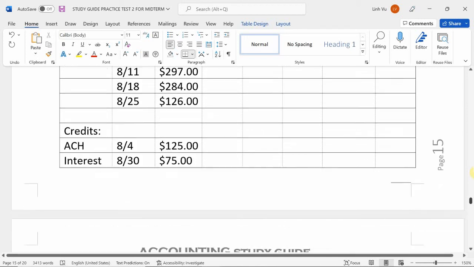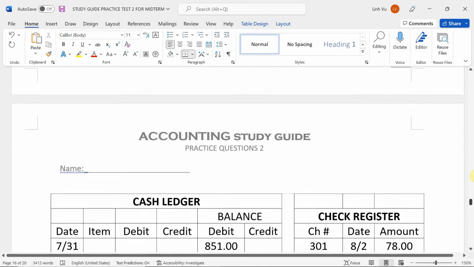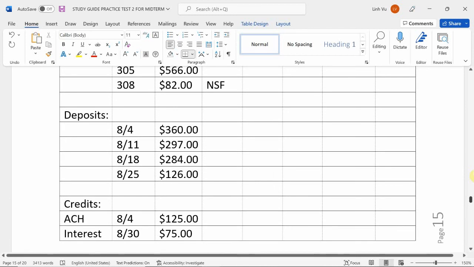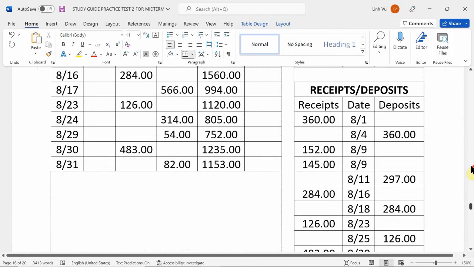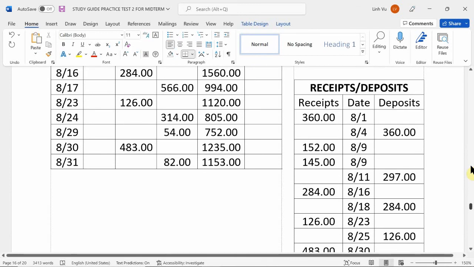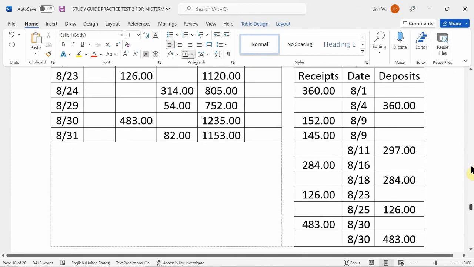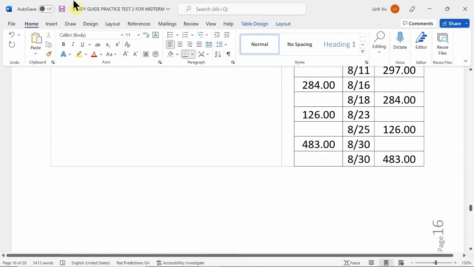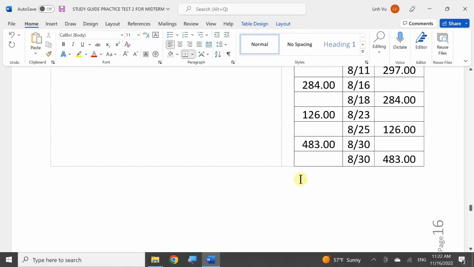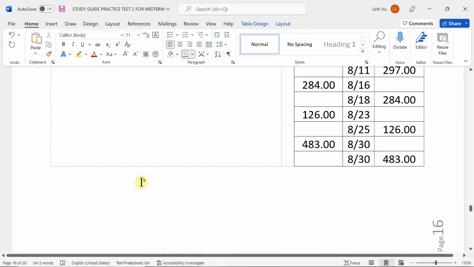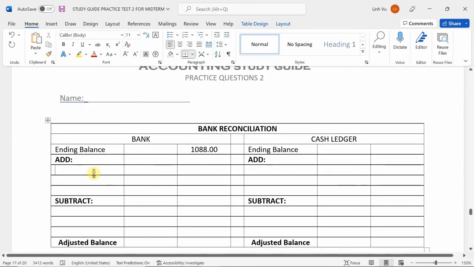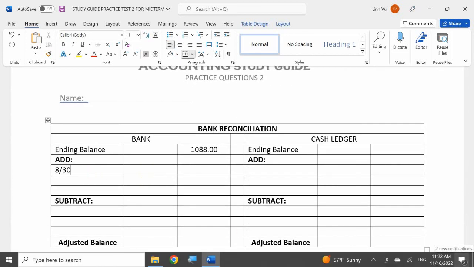So in this case, let's take a look here, right? You have 360, 297, 284, and 126. So let's take a look at my deposits. Here's my 360, 297, 284, and 126. I am missing my last deposit on August 30th for $483 even. So $483. So deposit on 8/30 for $483.